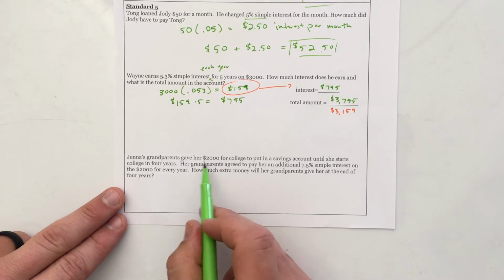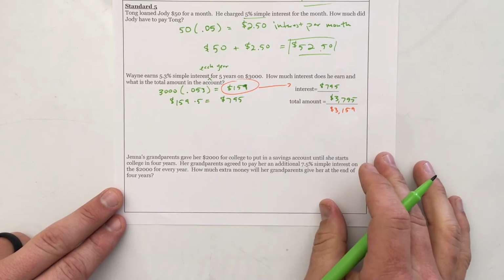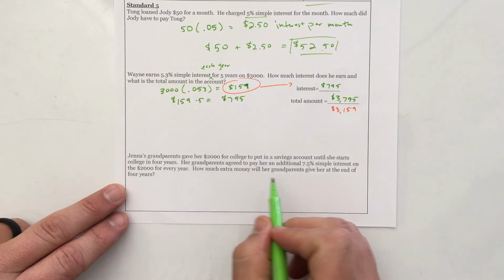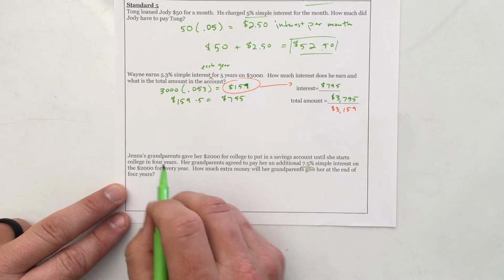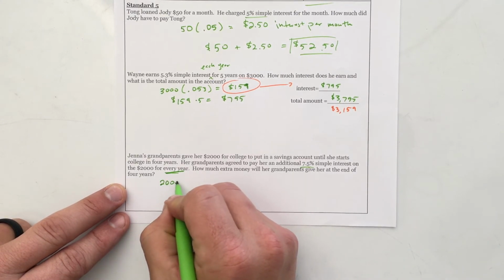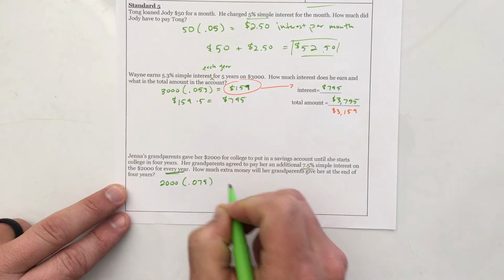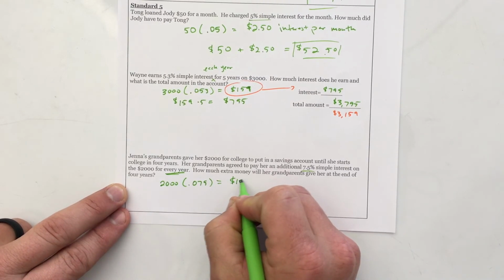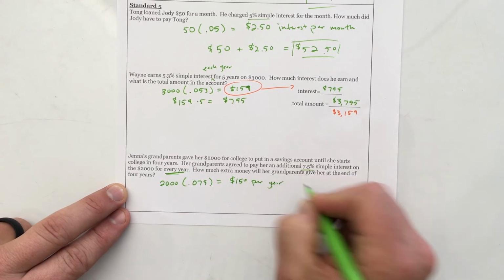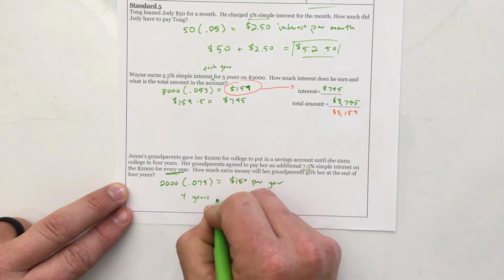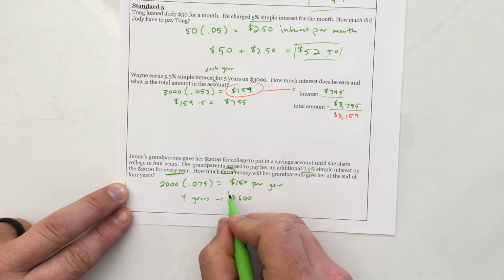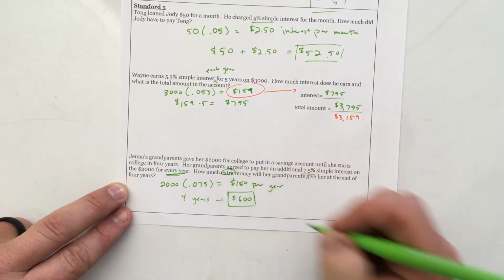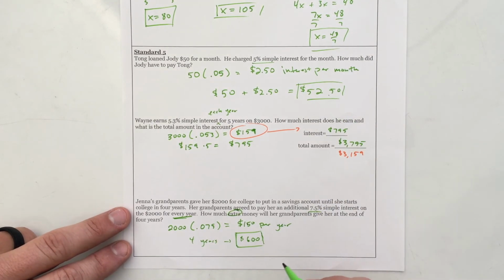Jenna's grandparents gave her $2,000 for college to put in a savings account until she starts college in 4 years. Her grandparents agreed to pay her an additional 7.5% simple interest on the $2,000 for every year. 2,000 times 0.075 is $150 per year. For 4 years, that is $600, which is the extra money. So your answer should have been 600. I was a little bit more lenient on this one than I was with this one, but there you go.